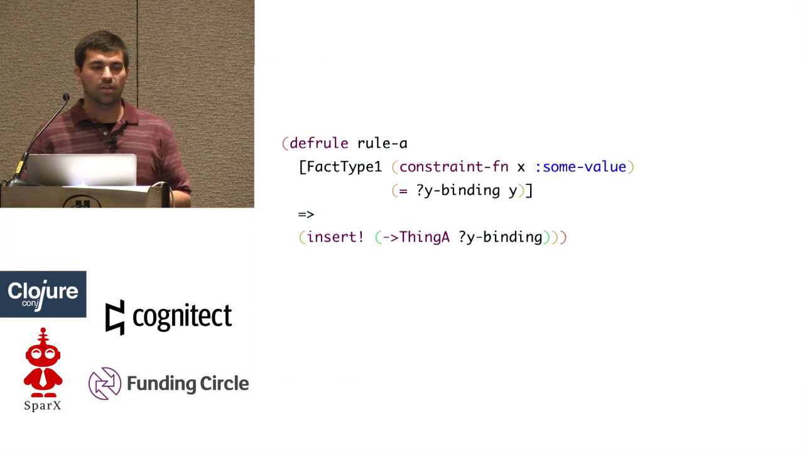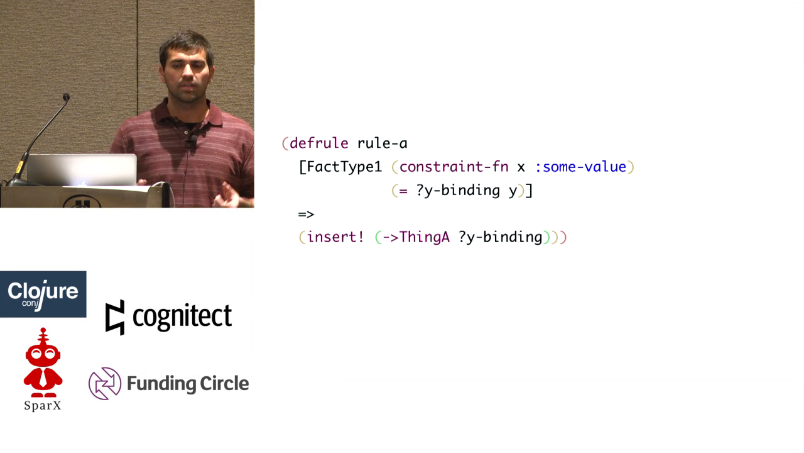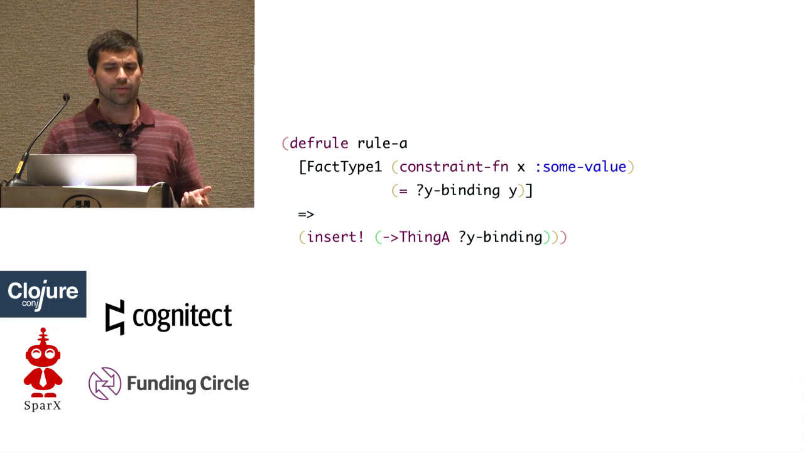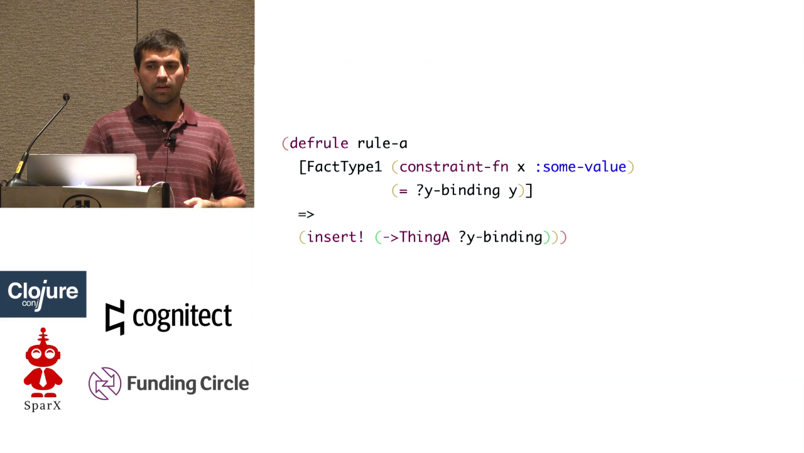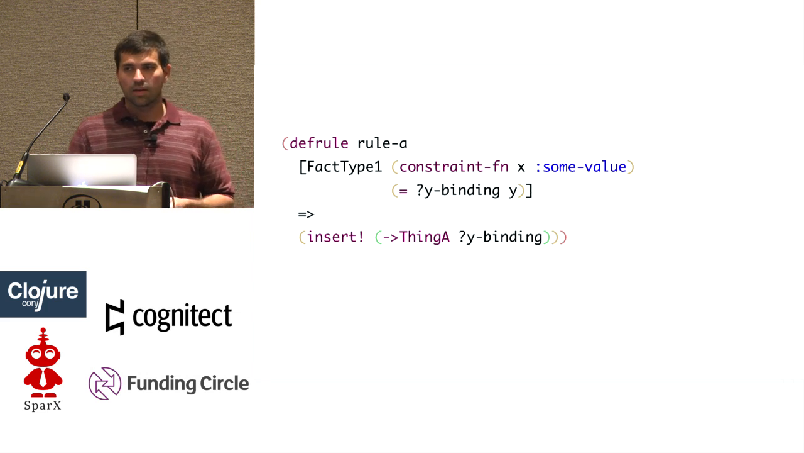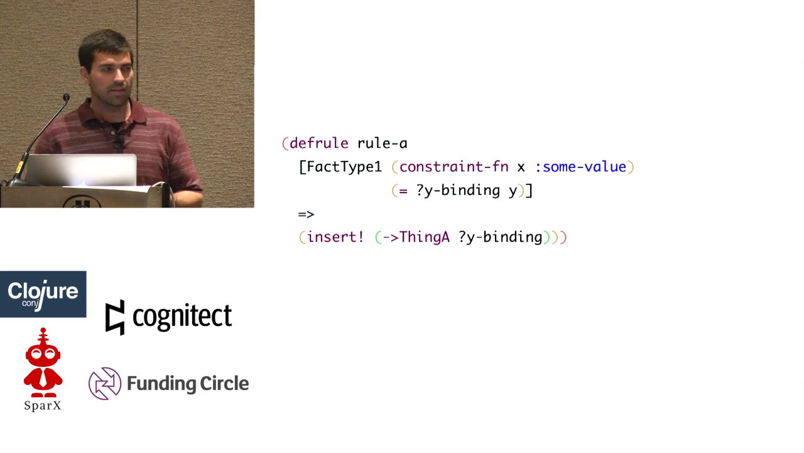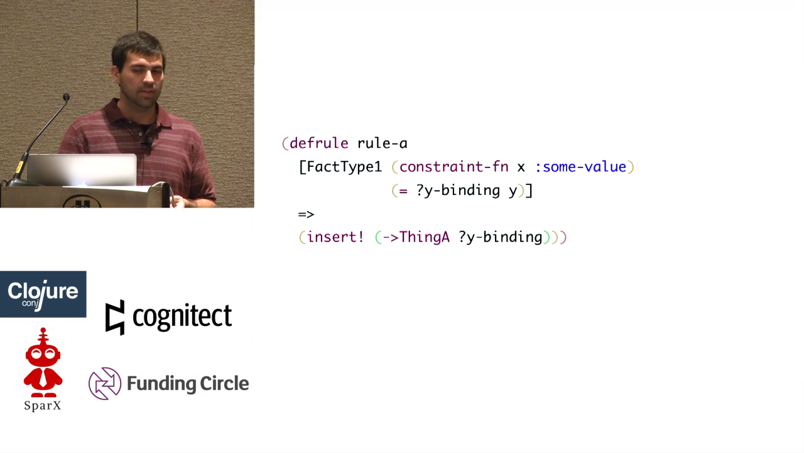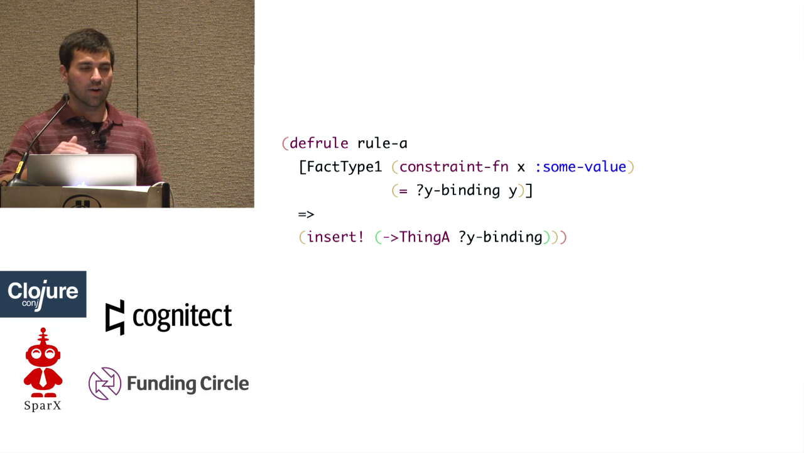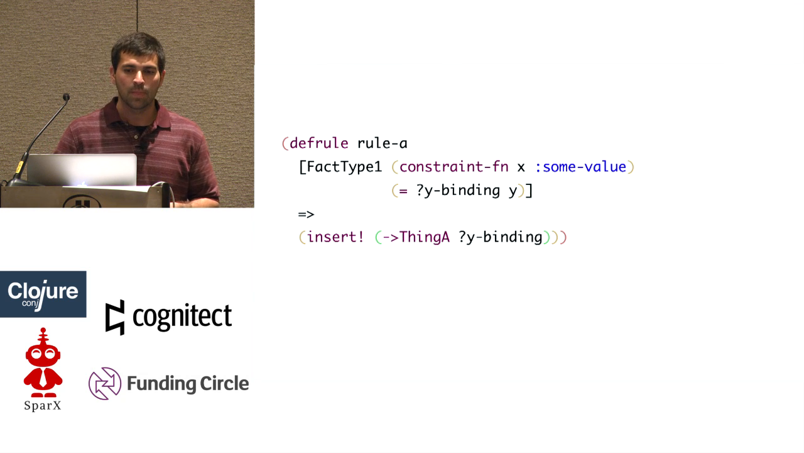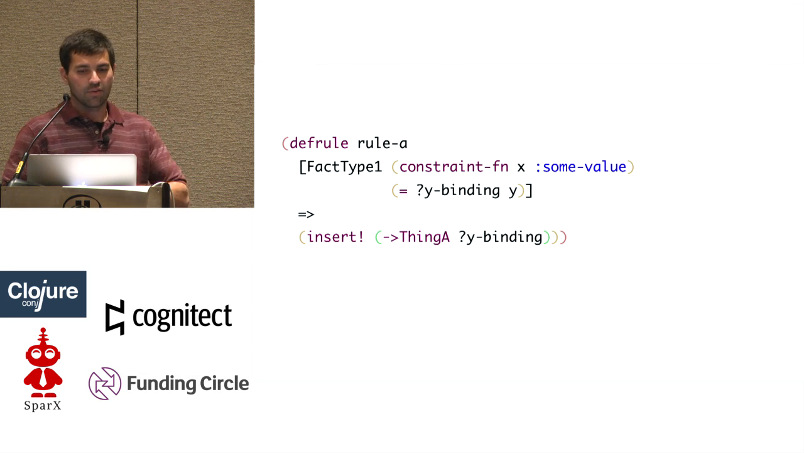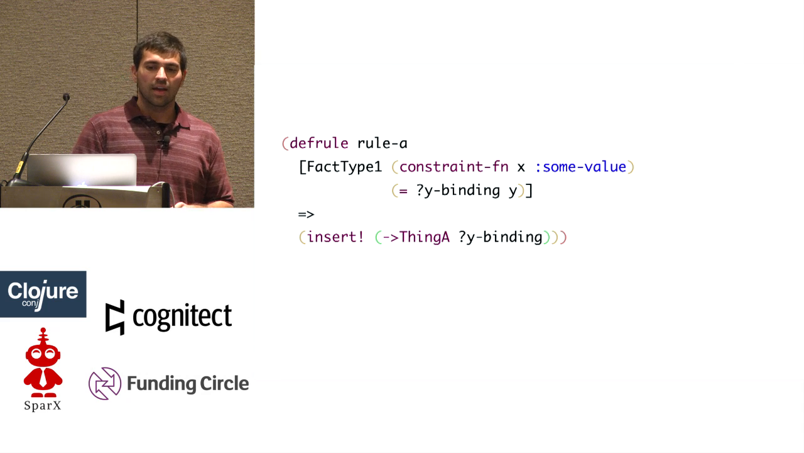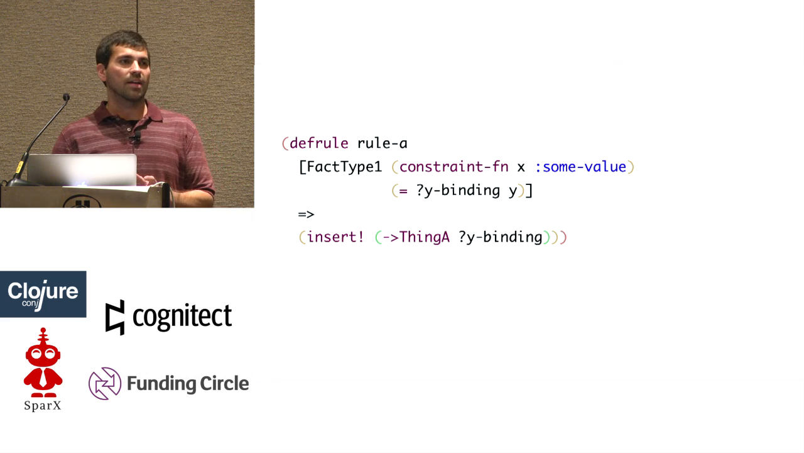This rule has one condition in it, and conditions are always surrounded by square brackets, like a vector. A fact matches this condition if it has the type of FactType1, that's what that means. Then it also has to satisfy all the constraints that follow the fact type. Here I have this constraint, (fn x some-value), and I'm just putting that there to show that it's any function.